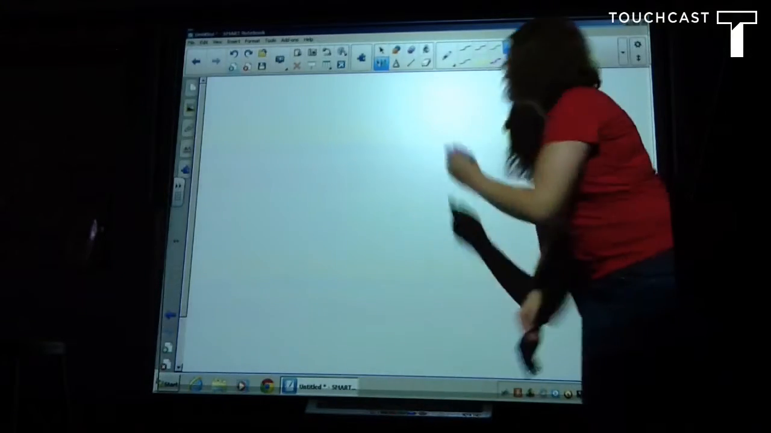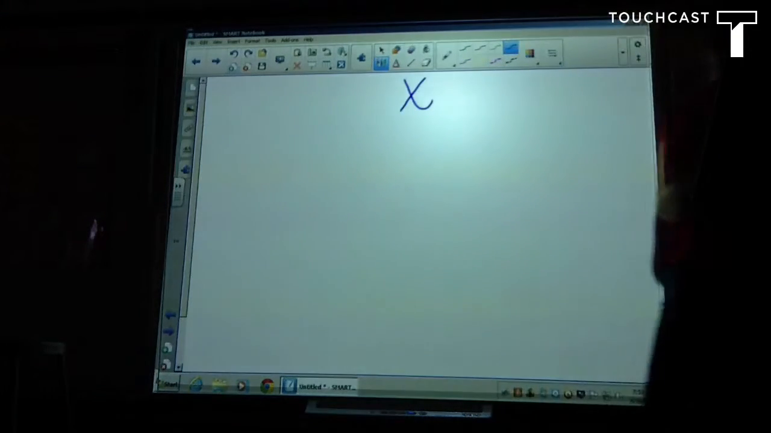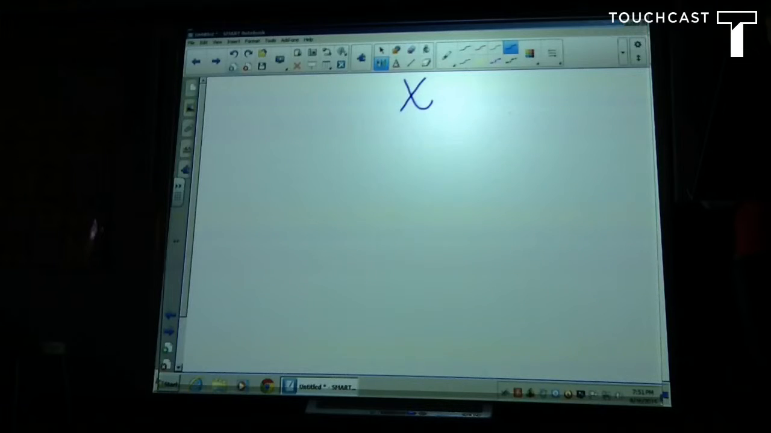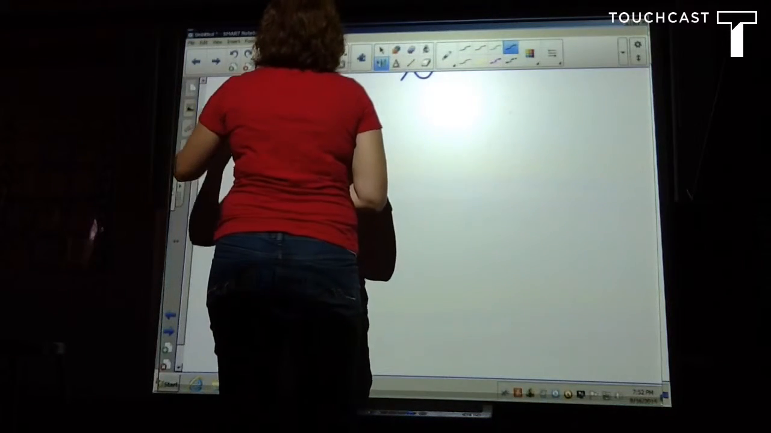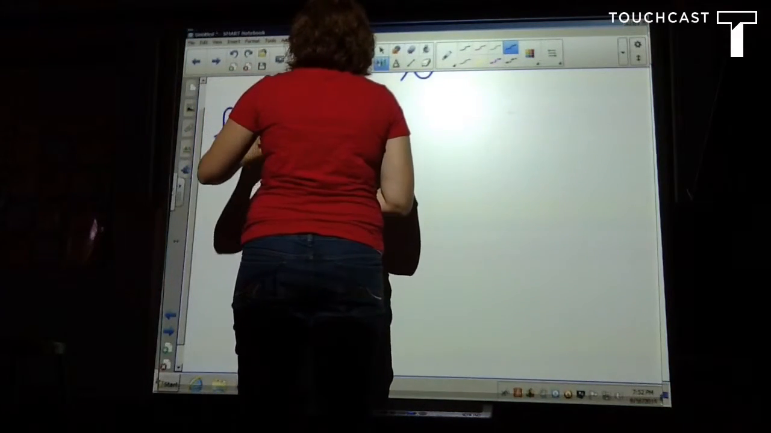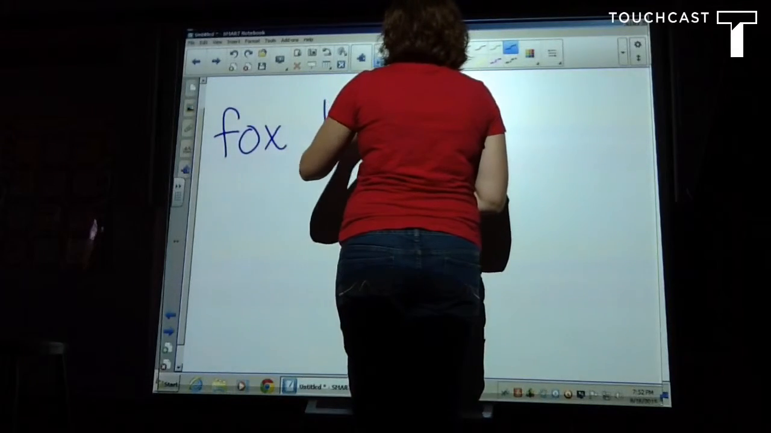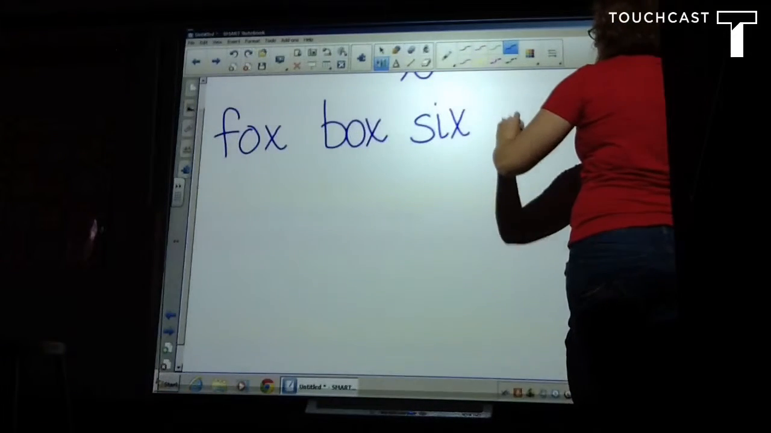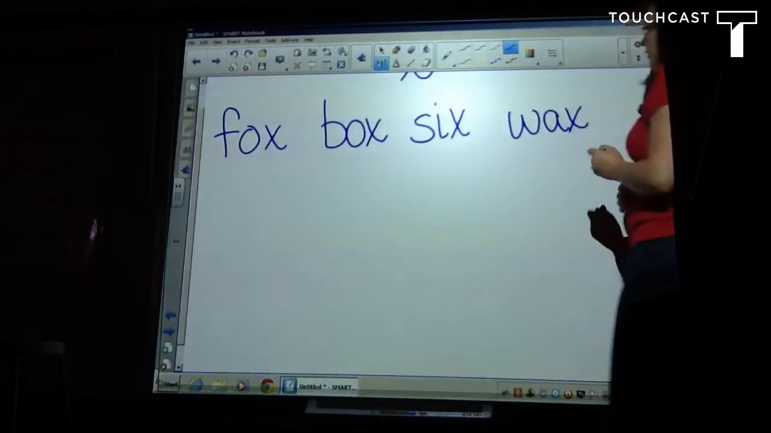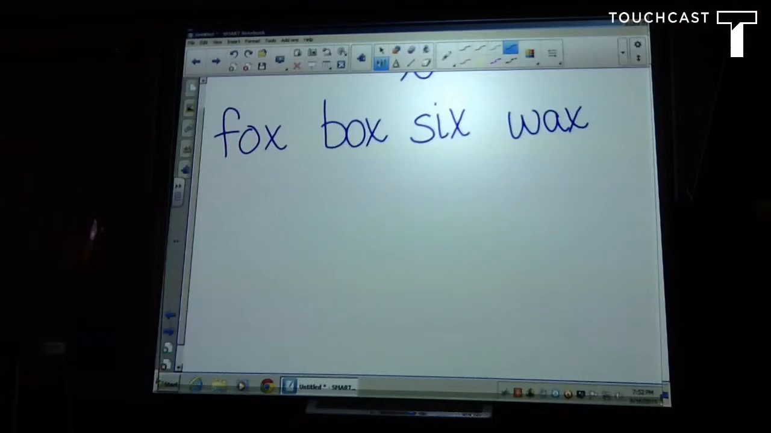The letter X is different from other letters because it actually makes 2 sounds put together, k and s. Let's look at these words. Where do we find the X? The end. At the end in the final position. That's right. X is usually found in the middle or at the end of words.